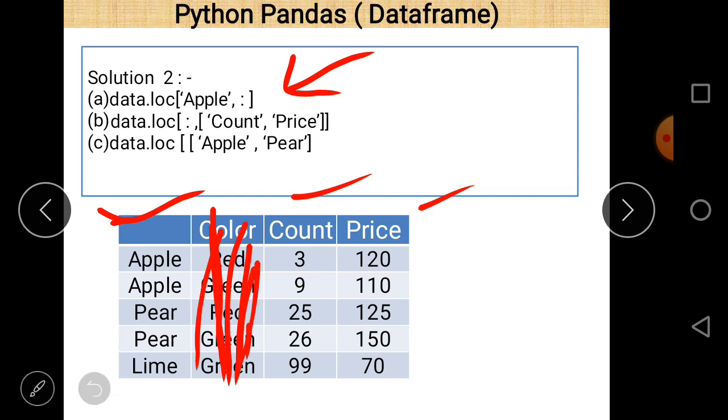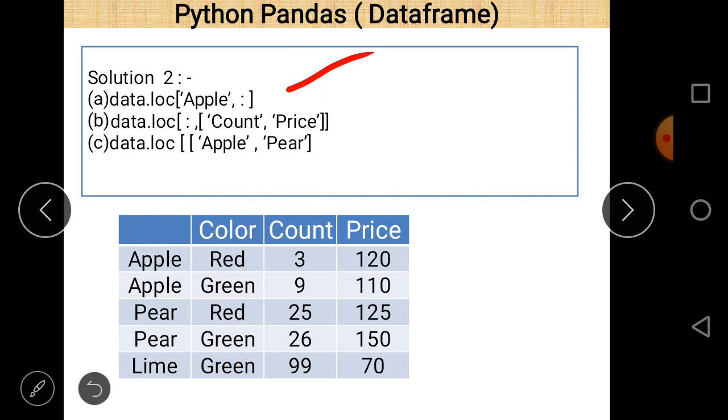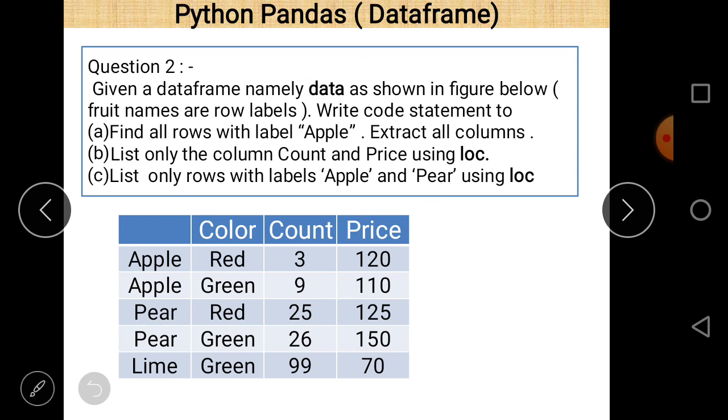And let us take its third part. The third part is: list only rows with labels apple and pear using loc. Now filtration is along rows, and in this question no column is given, so we take all columns, because it is clearly given to list only rows with labels apple and pear using loc. So these two rows will be selected, apple and pear.